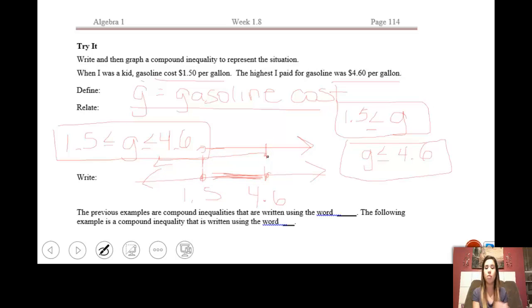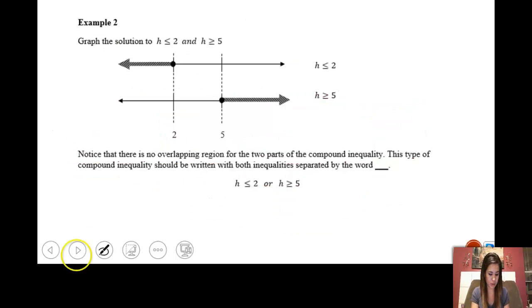So that is my final answer. So it says the previous examples are compound inequalities that are written using the word and. The following example is an inequality that will use the word or. So let's go ahead and take a look.